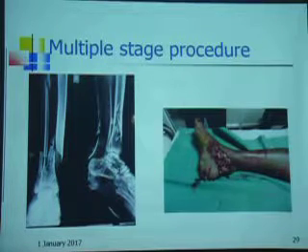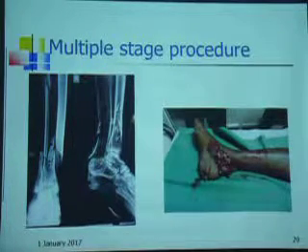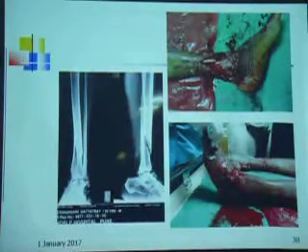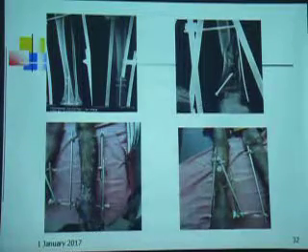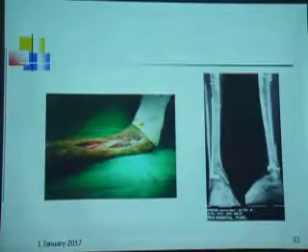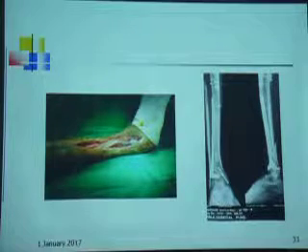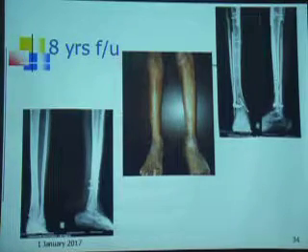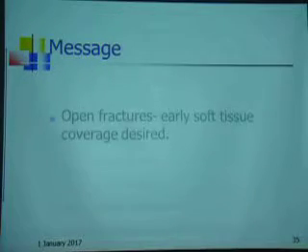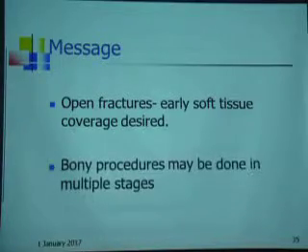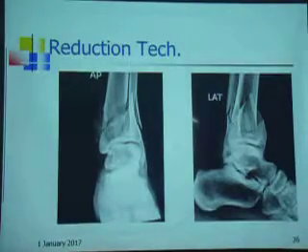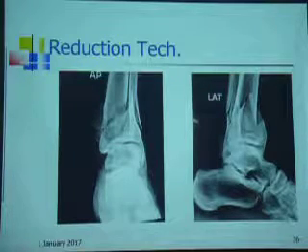This was in single stage. Multiple stages when it is a compound bad fracture; this was a compound fracture, and everything was smashed. Again, early soft tissue coverage was important, then fixator, and then the second stage when everything healed, we went on with the anterolateral plate, and this is a long 8 years follow-up. So either single stage or multi-stage. So message is open fractures, you have to cover the soft tissues early, and definitive procedures may be done in multiple stages. Now reduction technique, what kind of reduction should be done?